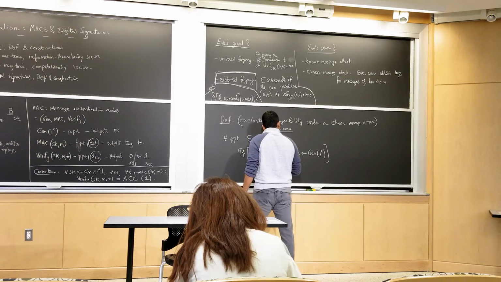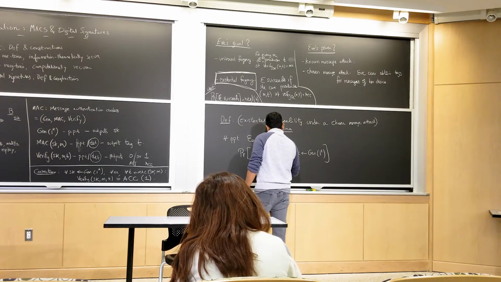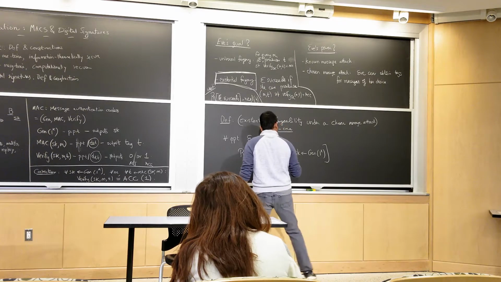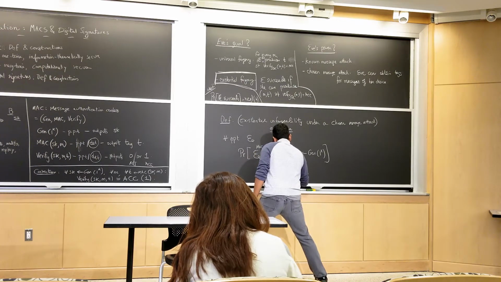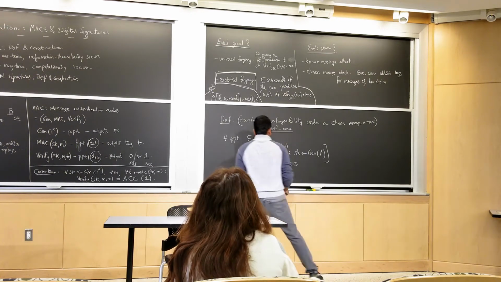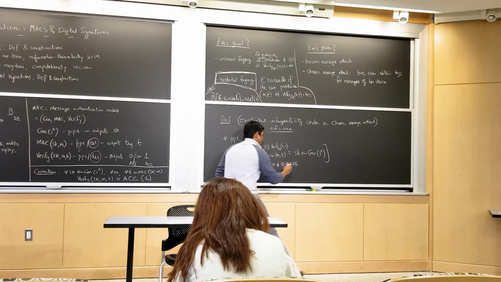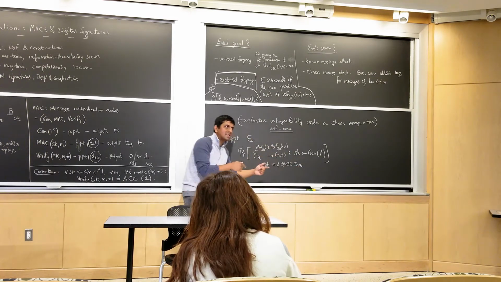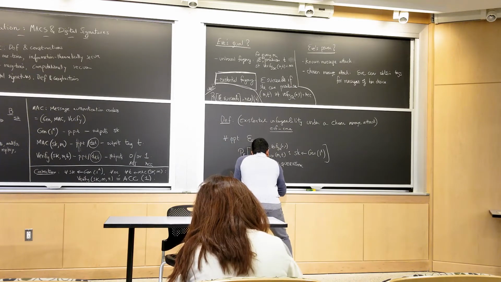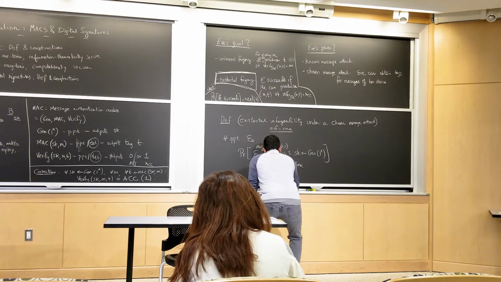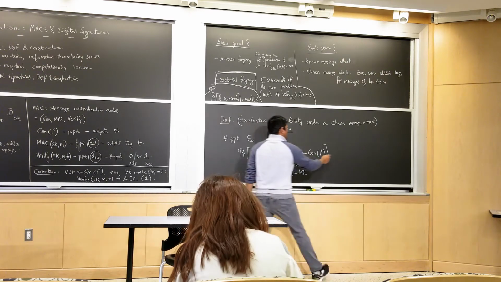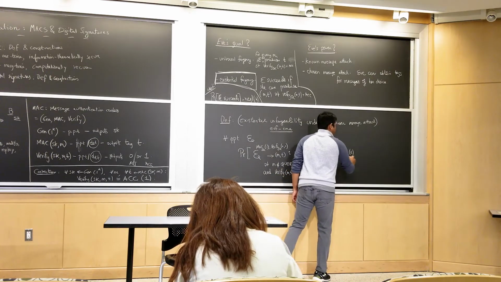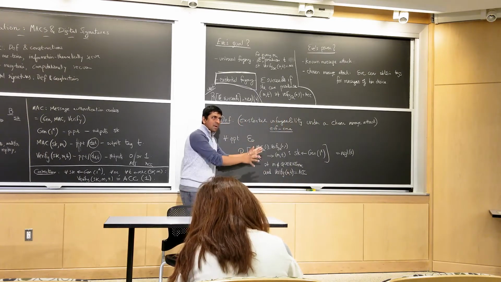The probability that Eve produces an M and T such that M is not in the list of queries to the MAC oracle, so she did not get a tag for this message, and verify(M, T) equals accept, this probability should be negligible. It's a compact way of writing it.